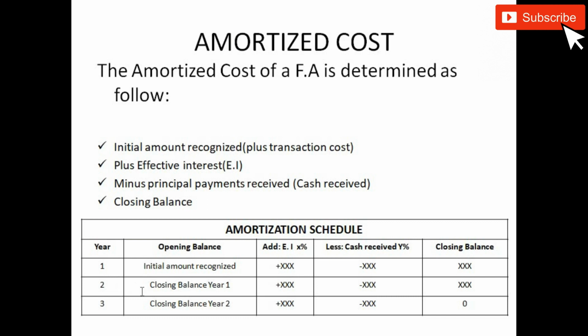That's it. So in year 2, we shall begin with the closing balance of year 1. Then the same procedure follows until the last year, in which it is redeemed. So the number of years can extend to more than 3 years, but for the purpose of showing an illustration or an example, I limited it to 3 years.